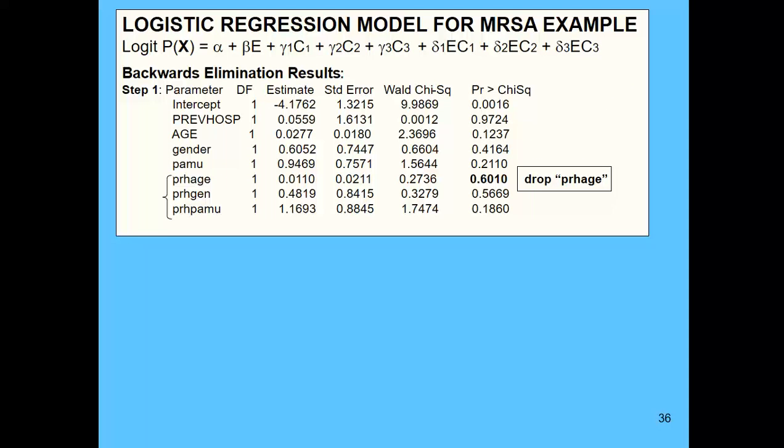Here's the first step: backward elimination. Now, you noticed I said drop PRH age. That's the product of previous hospitalization and age. Why did I say that?